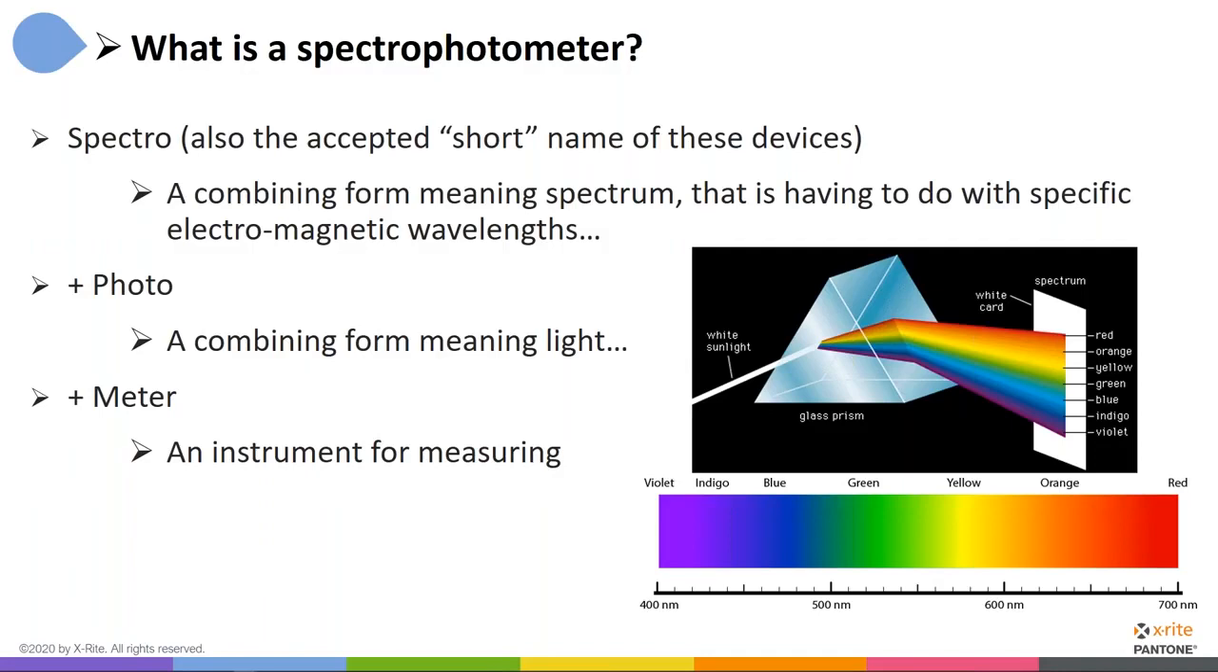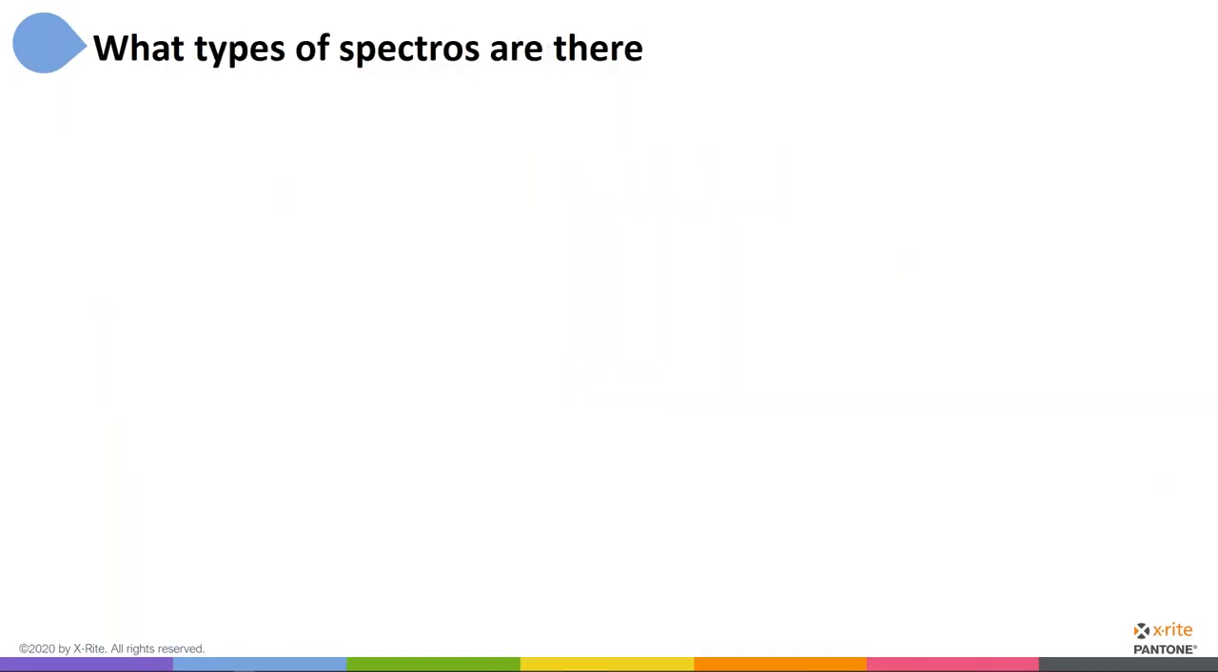Now, there are waves below 400 and there are waves above 700, but we can't see them. The human eye doesn't detect them. So that range, 400 to 700, is called the visible spectrum. So that's a spectrophotometer. Now let's talk about what types there are. I'm going to talk about two main ways that they vary. There's more than two, but these are the highest level, most important for us.